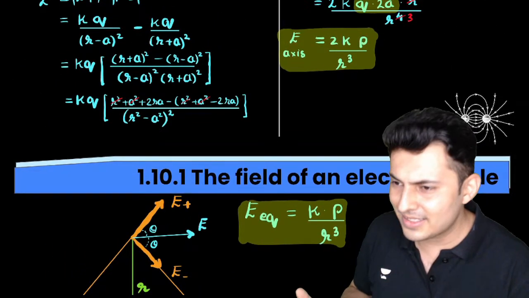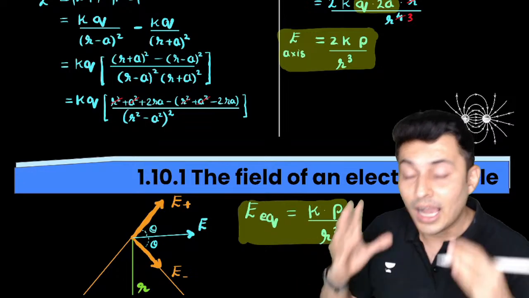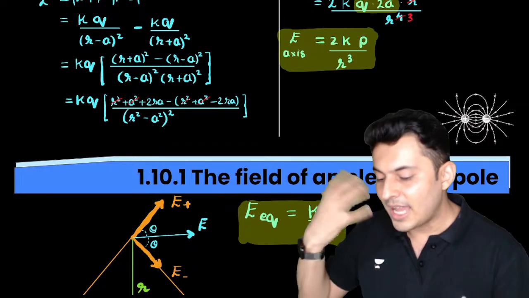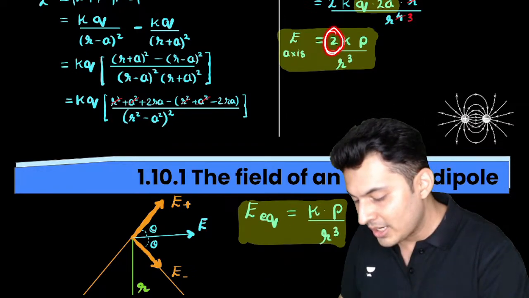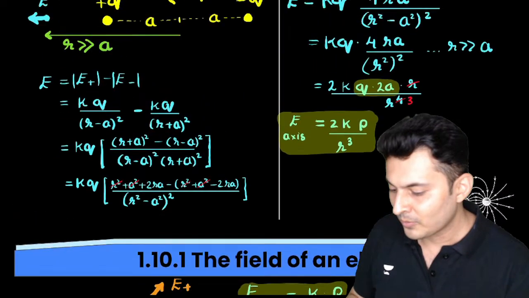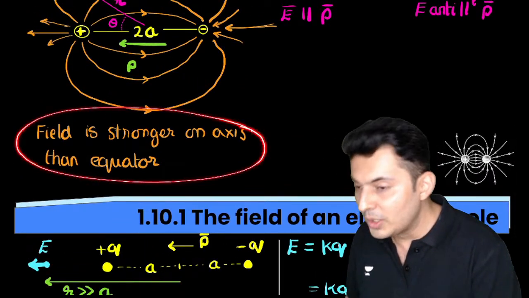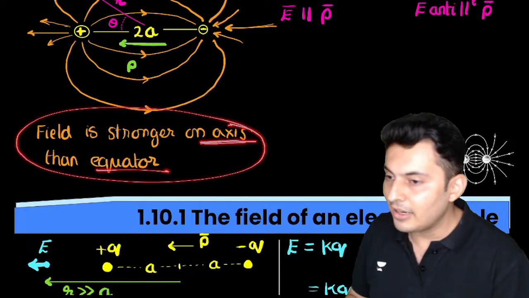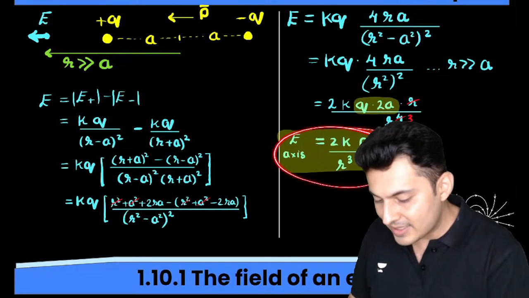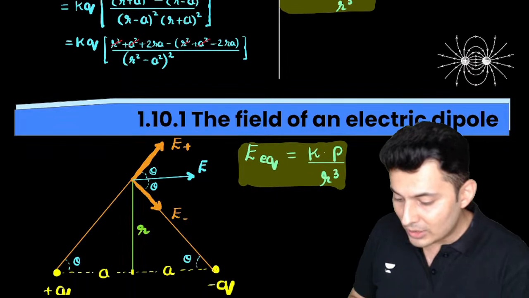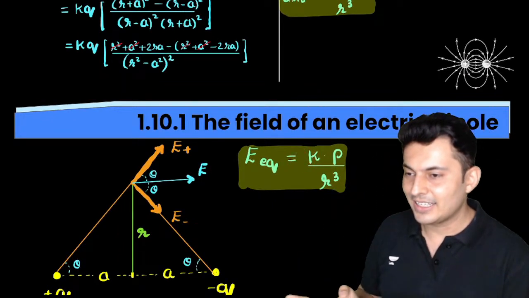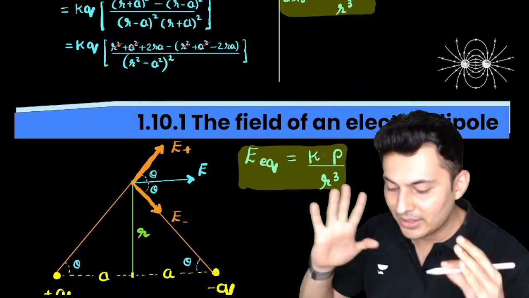Does it make sense? I think so. On the equator, the field is less. On the axis, the field is more. That's why that number 2 is there. Isn't that the same thing which I told you before? Field is stronger on the axis than the equator. So that's why on the axis, you will get that 2, whereas on the equator, there is no 2. There is only 1. Exactly. Okay, so that's one common thing.